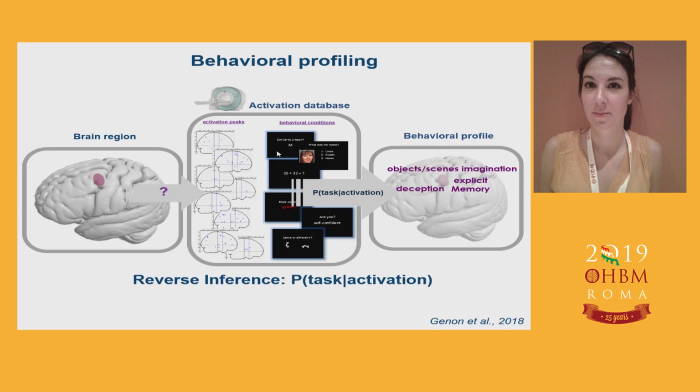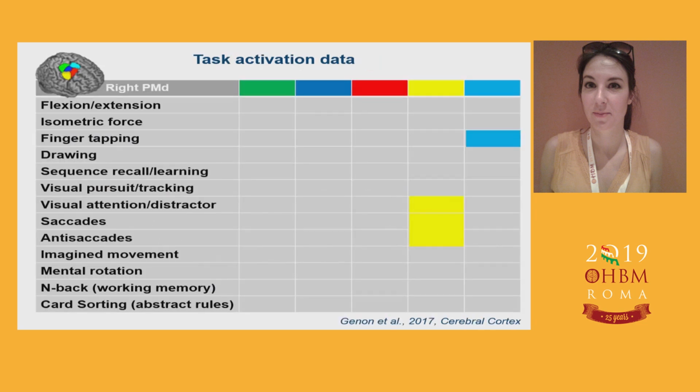It means that for any brain location or any brain region, we can probe those databases and identify the most frequently associated behavioral function or psychological concept. If we do that in the right dorsal premotor cortex parcellation that I showed you, we see, for example, that the dorsal cluster is associated with finger tapping, and the ventral cluster is associated with functions probing more eye field function.